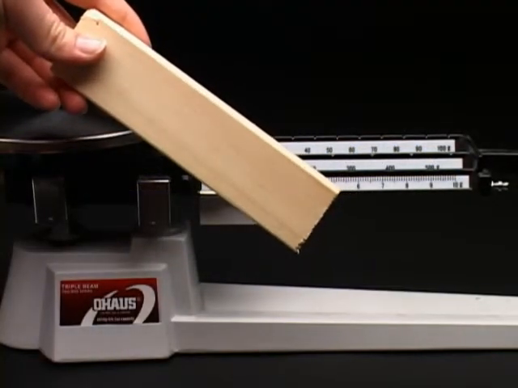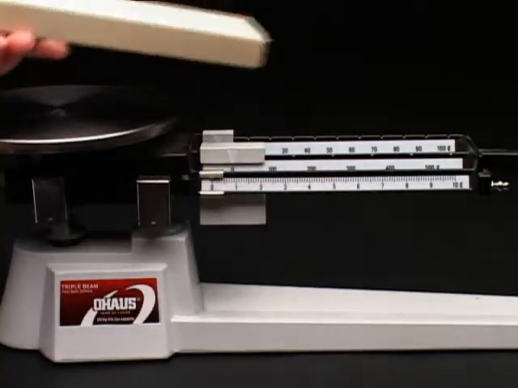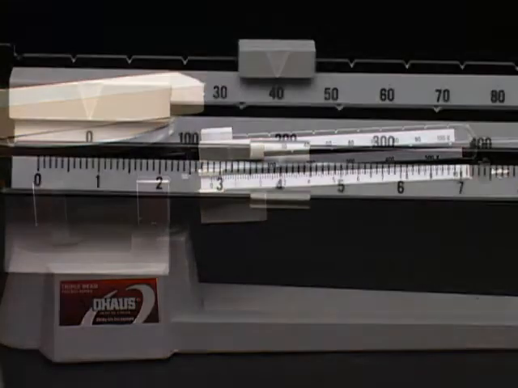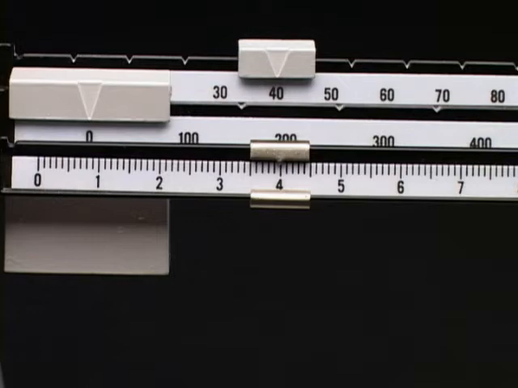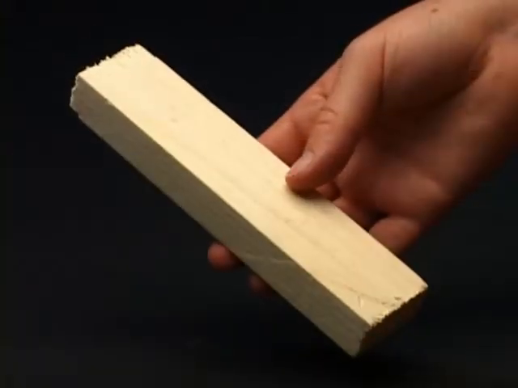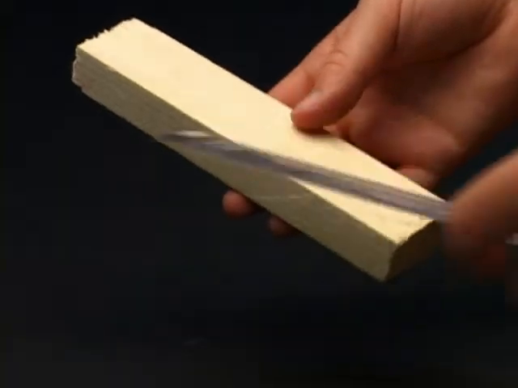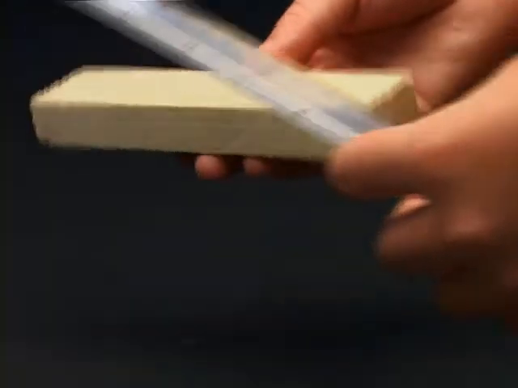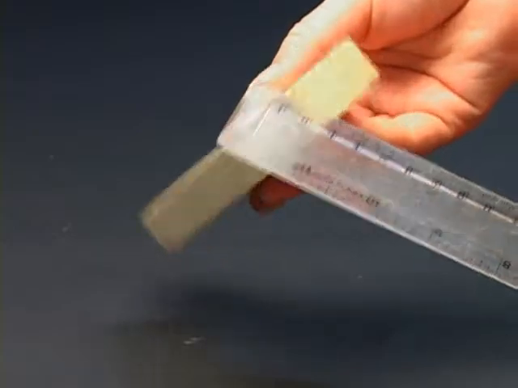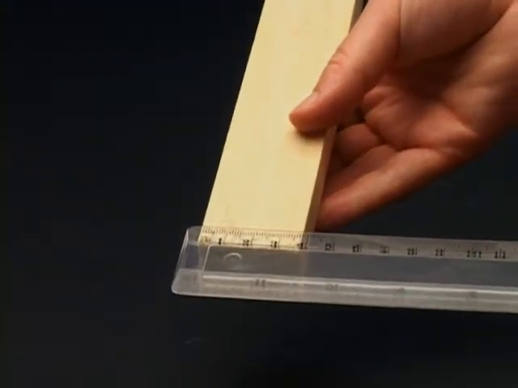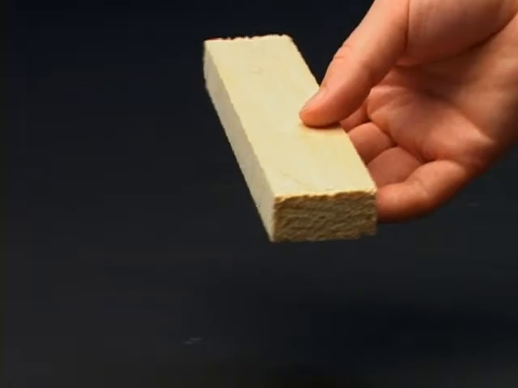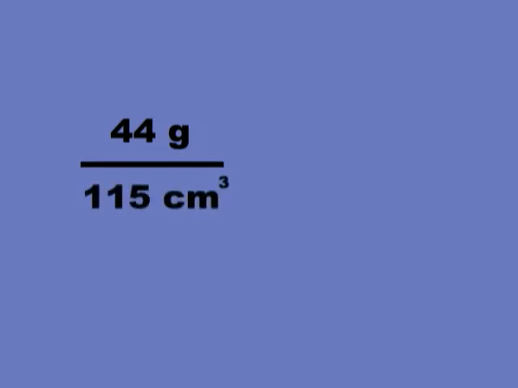Let's first obtain the mass of the block of wood by placing it on a triple beam balance. You can see that its mass is 44 grams. To compute its volume, we need to measure the length, height, and width. By multiplying all these measurements, we get a volume of 115 cubic centimeters. Next, all we have to do is divide the mass by the volume. The density of the wood is 0.38 grams per cubic centimeter.